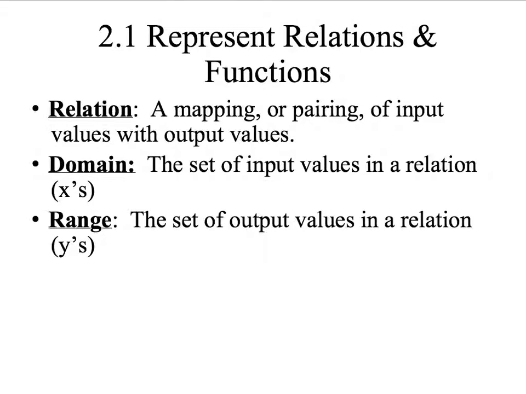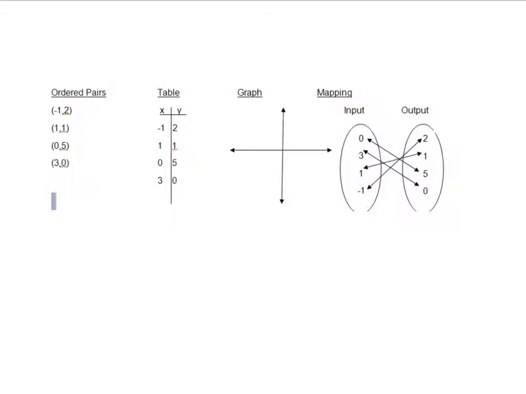Then the range is the set of all your y values, which is all your output values. So after you plug the x values into your little machine that is your relation, the y values are what comes out of those. So that's just a little bit of vocabulary to show you what we are going to be dealing with today.